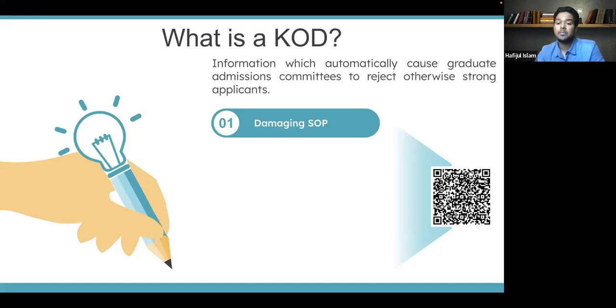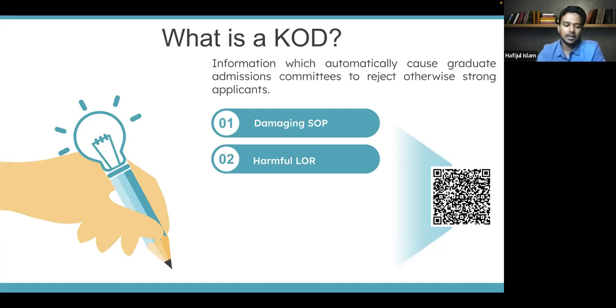They categorized the kiss of death in five categories. The first one is a damaging SOP. You write something in your SOP that really damages it. The second is a harmful letter of recommendation, which is not in your hand. If you ask a professor for a letter of recommendation, and for some reason he or she includes no positive points about you, just says he is competent or she is competent, that kind of letter you do not want at all. You want a letter from people who really know you and write good, positive, unique things about you. That is important. This is not part of the discussion here, but the letter of recommendation is an important part.